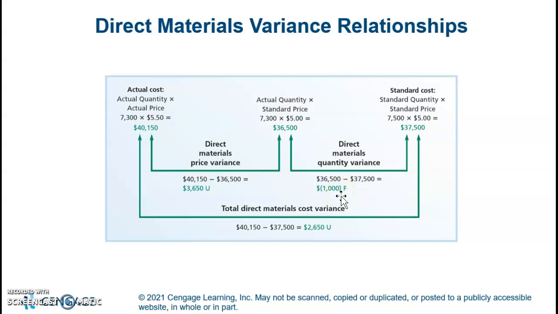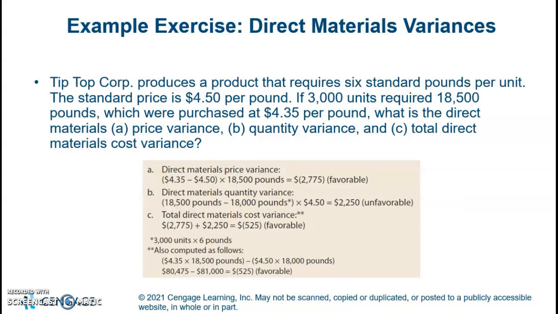What this will tell managers is we paid a lot more price, but we actually used less quantity. So if we wouldn't have used less quantity, then our overall variance would have been even worse. So this is a total variance broken down into the price variance and the quantity variance. Okay, so let's work this example exercise.